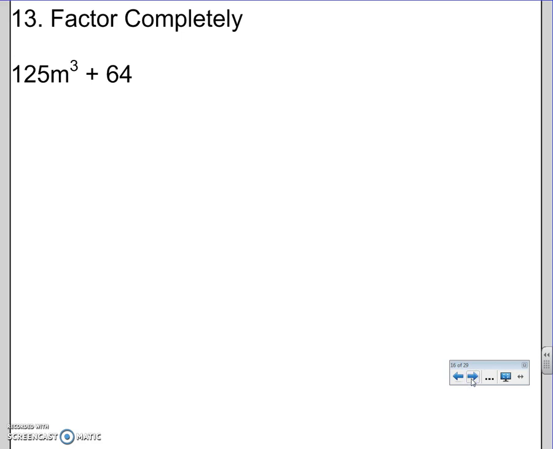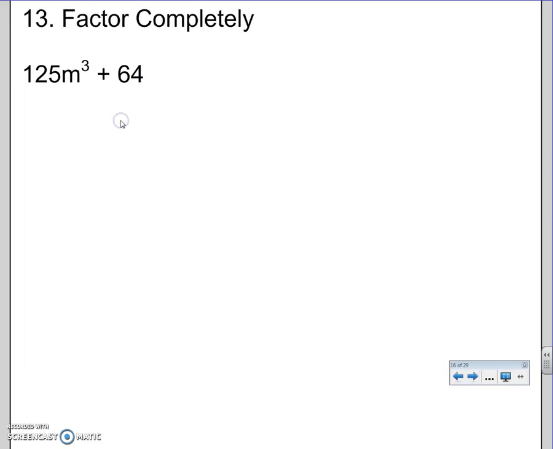13, factor completely. Again, factoring. I check GCF, which there is none. I see 2 terms. I see a third power. That's trying to tell me cube root them. And lucky, that is a cube root number. That's also a perfect cube. Cube root of 125 is 5. Cube root of m cubed is m. So it's 5m is the first one. Cube root of 64, that's 4. Because 4 times 4 times 4 is 64.